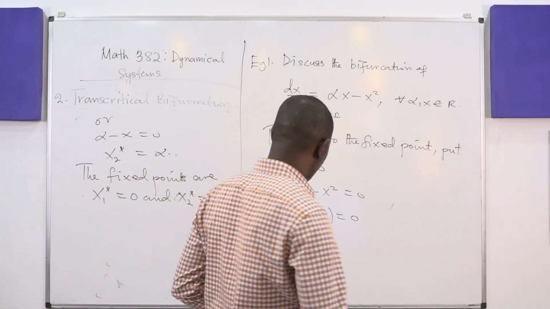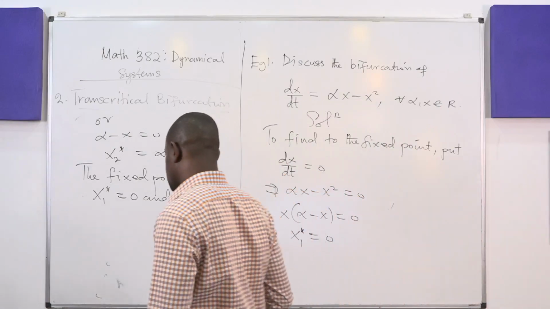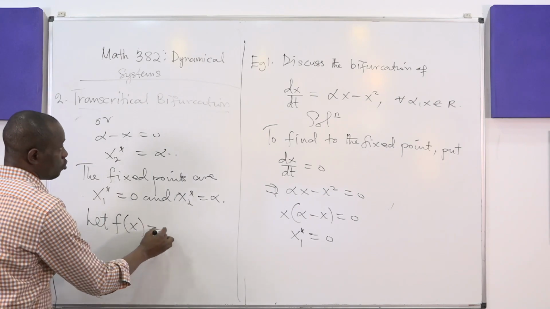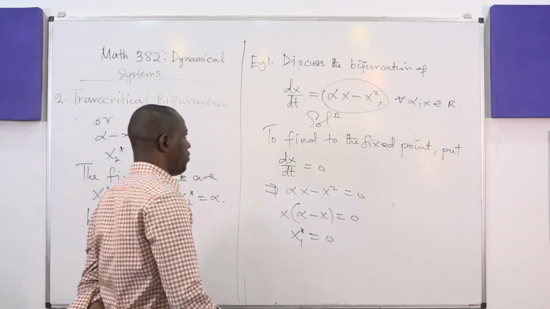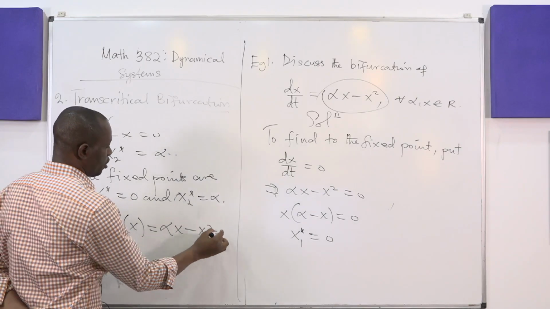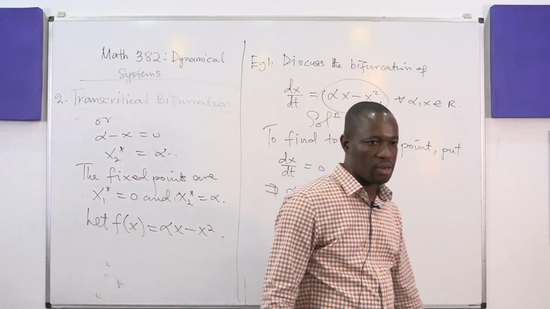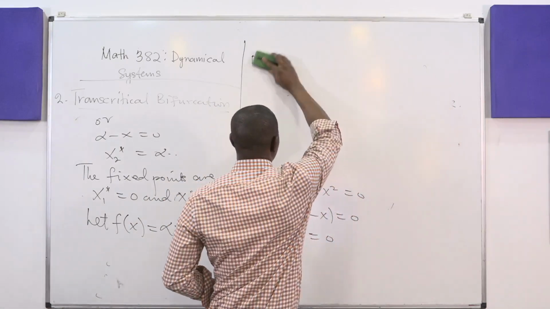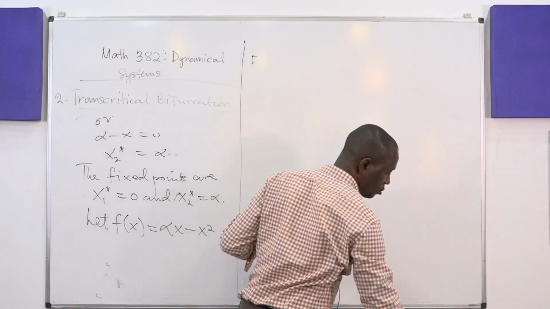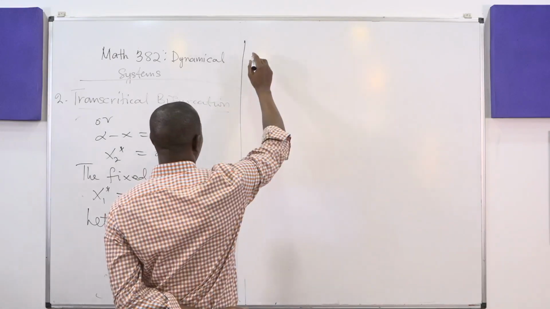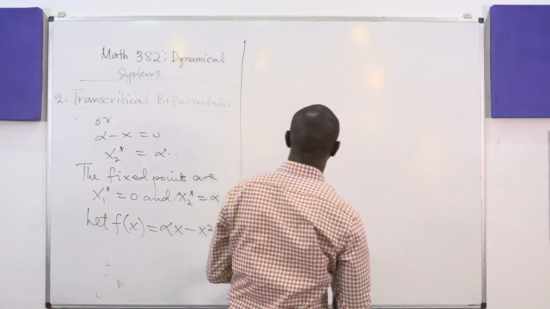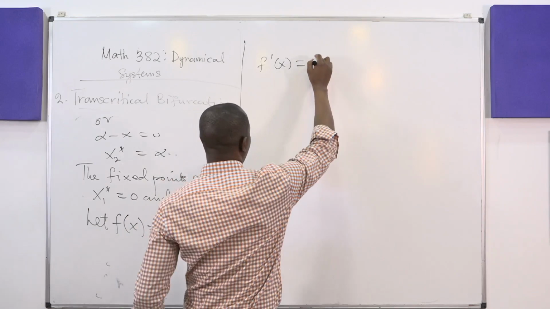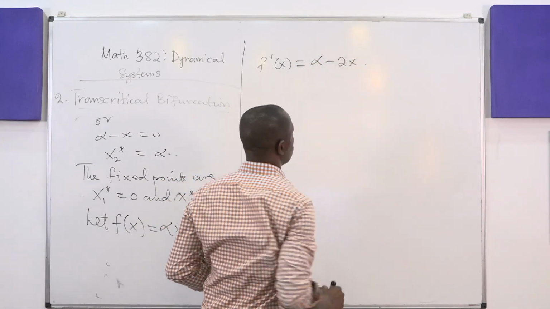So here, once we know the fixed points, then we can let f of x, the function appearing on the right hand side, where you make the derivative the subject, equal alpha x minus x squared. Then we find the derivative and substitute the values. Is that okay? So here, let's differentiate. What do we get? F prime of x is alpha minus 2x.